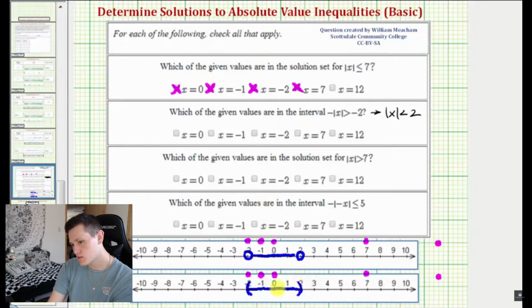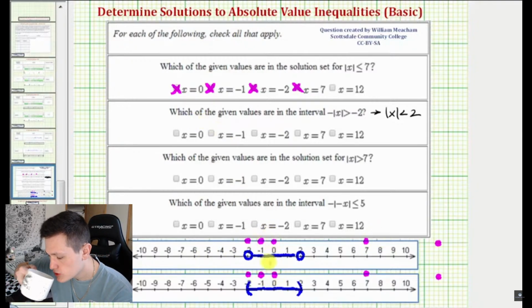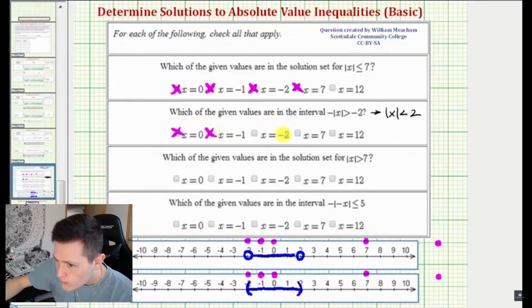And you normally wouldn't graph both ways. Different course materials use one or the other. Now we already have the values plotted. X equals 0 is in the interval, yes. X equals negative 1, yes. X equals negative 2 is not here because the endpoint is not included, so no.